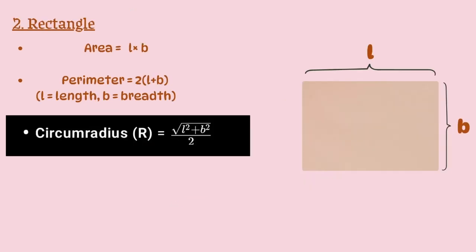Then we have rectangle. The area is given by length into breadth and the perimeter is given by 2 (length plus breadth). Circumradius is given by diagonal divided by 2. The root over length square plus breadth square is simply the diagonal. So diagonal divided by 2 gives us the circumradius.